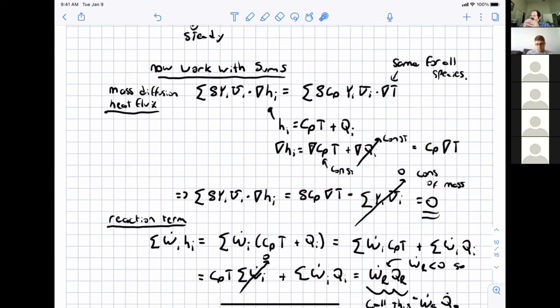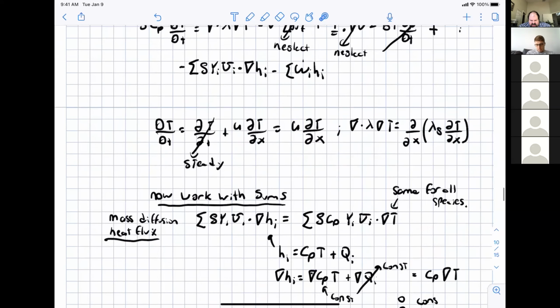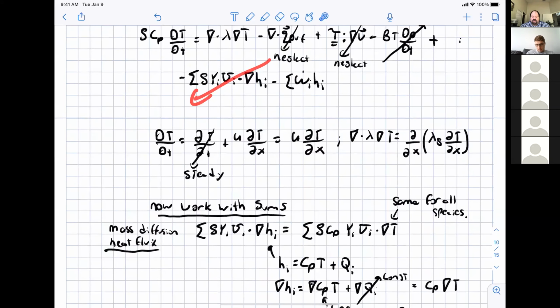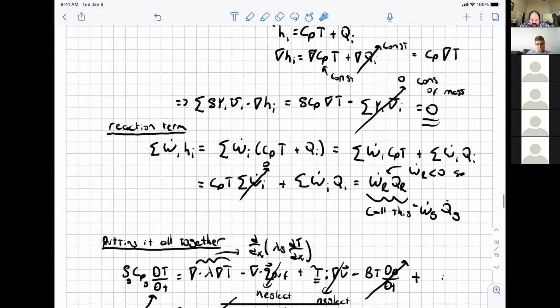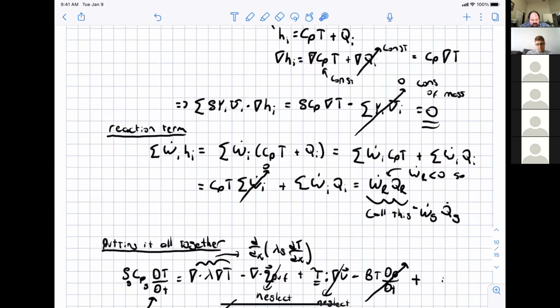And what's the sum of Y_i V_i? That's 0 by conservation of mass. So this nasty evil term goes away, because we are assuming constant specific heat and working with the temperature form. That's 0, which makes things really nice and easy. Then I'll also finish up the sum with the reaction term, and then we'll call it a day.